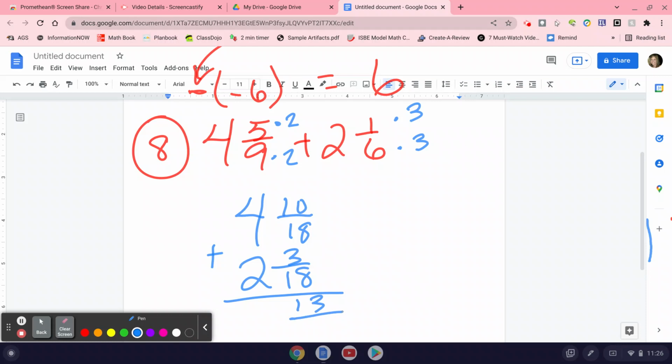Do I add the denominators? Nope, keep it the same. What do I do with my whole numbers? I just add them. Okay, so that would be 6 and 13/18. What happens when I add my fractions if I got an answer that looks like this? If I got like 7 and 9/4. Yeah, you would first, Ellie said reduce it.